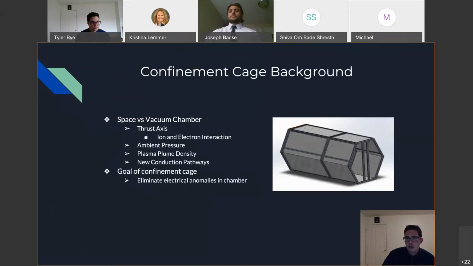This is going to open up new conduction pathways within the vacuum chamber that wouldn't have existed within space, viewing the results. The goal of the confinement cage is to eliminate some of these known anomalies within the chamber, specifically electric anomalies like current leakage and induced magnetic or electric fields.